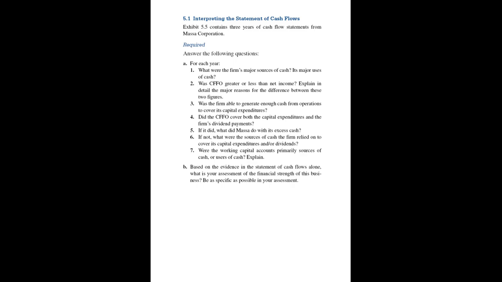Question number 1 is, what were the firm's major sources of cash and its major uses of cash? They are not referring to one particular section. They are asking about the overall statement. So it's better if you make a comparative table, with 3 columns for the comparison, and for every year you can say what the sources are and what the uses are. So let's check over here.